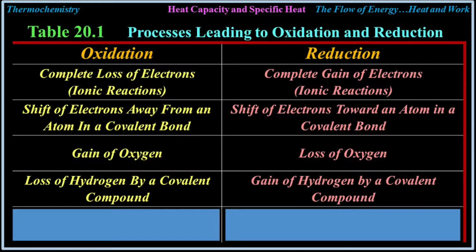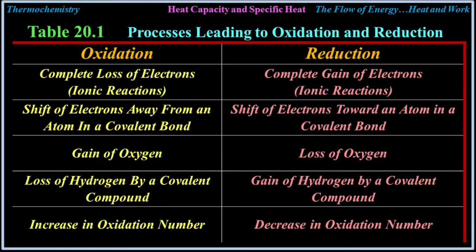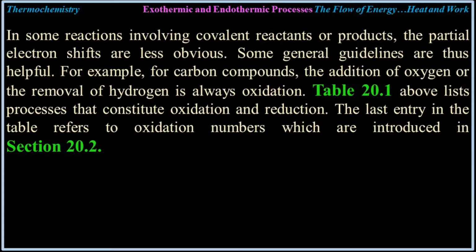So you can see that each line is related. Increase in oxidation number, decrease in oxidation number. So every line is connected. In some reactions involving covalent reactants or products, the partial electron shifts are less obvious. Some general guidelines are thus helpful.